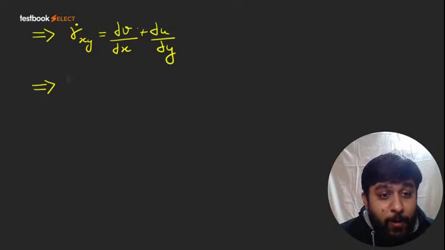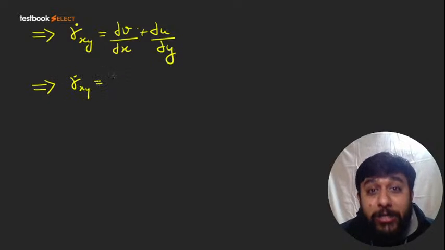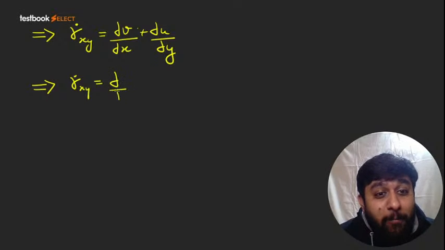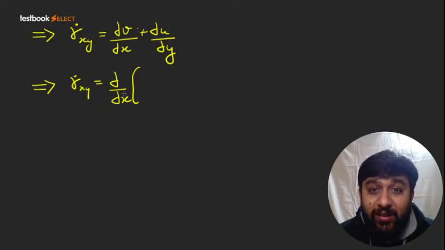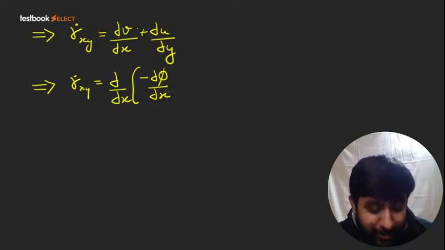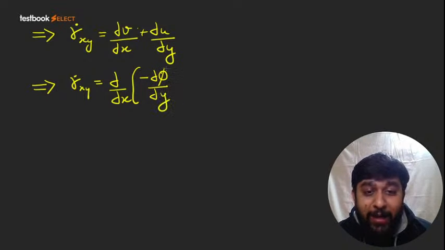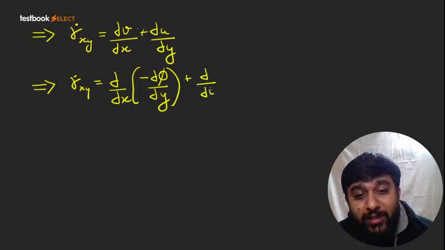Okay? So gamma dot xy. Now what is v? I hope you remember just one slide back we wrote down v. What is v? v is nothing but minus del phi by del y. And similarly, if I talk of u, it is nothing but minus del phi by del x, right?